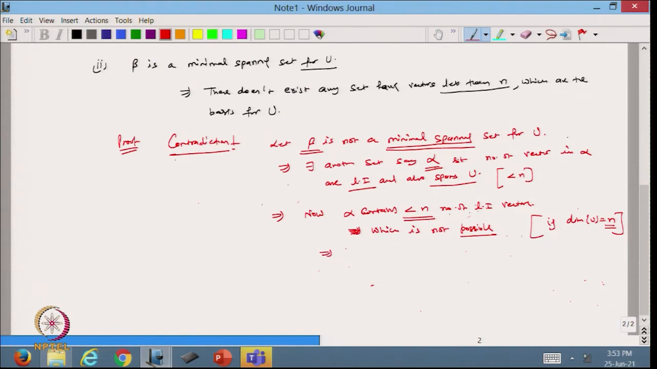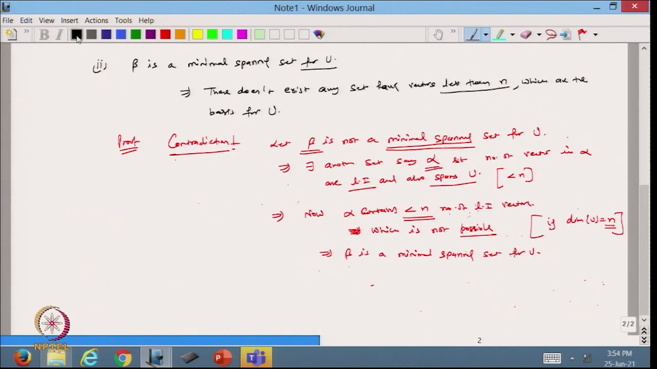So, which implies that beta is a minimal spanning set for U.